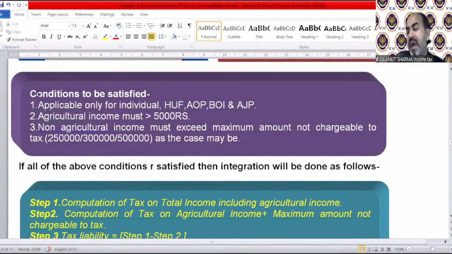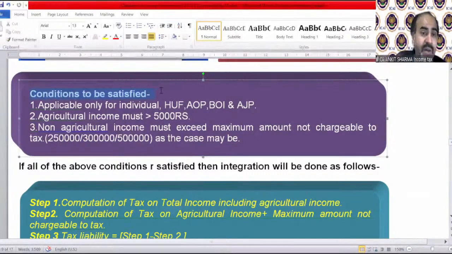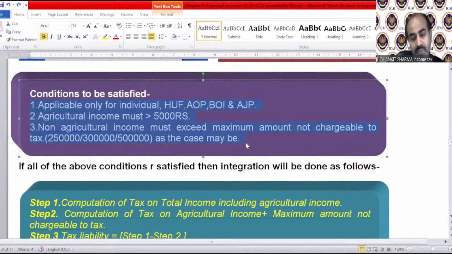You should understand very carefully when this provision will be applicable: the integration provision will be applicable only if these 3 conditions are satisfied. Whether we need to apply the integration provision in a question depends on whether we fulfill these 3 conditions. Condition number 1: this is applicable only for individual, HUF, AOP, BOI and AJP. Your agriculture income must exceed 5,000 rupees and your non-agriculture income must exceed the maximum amount which is not chargeable to tax. That means your agriculture income must exceed 5,000 and your non-agriculture income must exceed 2.5 lakh, 3 lakh or 5 lakh as the case may be.